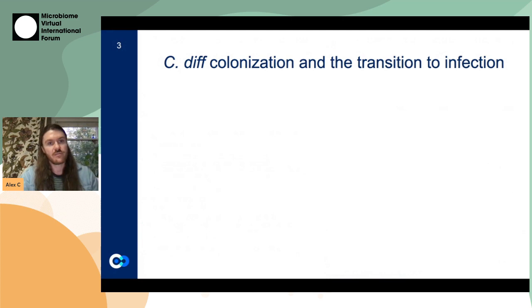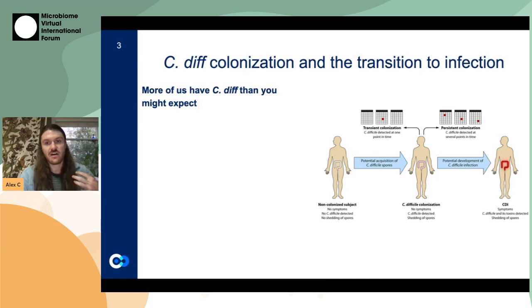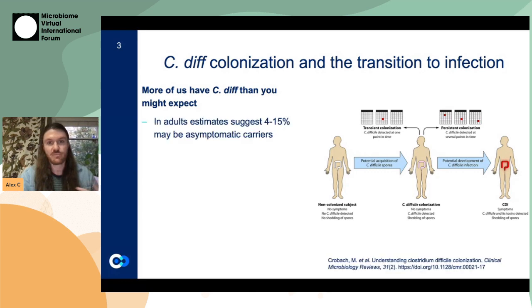But the story of C. diff is an interesting one, because while it does present a risk to the host if CDI, or C. difficile infection, develops, it can also colonize many of us, and can simply be there and be fairly benign. When you have a healthy microbiome, some estimates suggest that maybe 4 to 15% of us can be colonized by C. diff and be asymptomatic carriers.